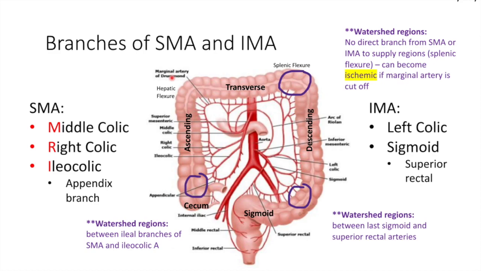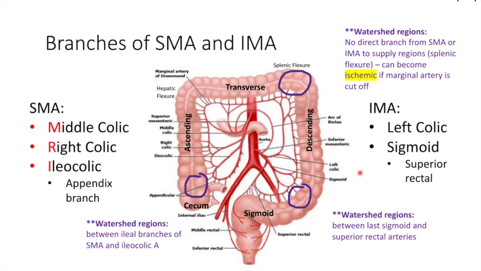Now, it's really important to remember, if you can't remember what goes to what, and you can't remember the mnemonic MRI, you can think, well, there's probably an artery that's going to supply every portion of our large intestine. So we've got something going to the cecum, something going right across to our ascending, something going to transverse, something going over here to descending and sigmoid. And if you go through and can label all of these, you can start figuring out, okay, SMA is going to be MRI, and then IMA is going to be left colic and sigmoid.